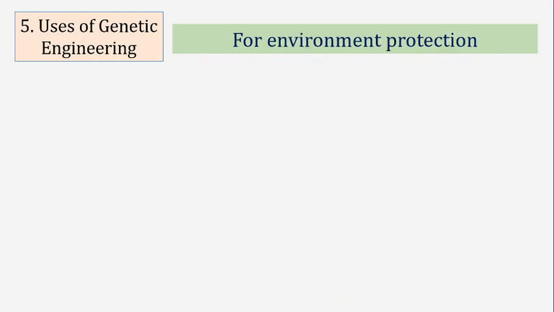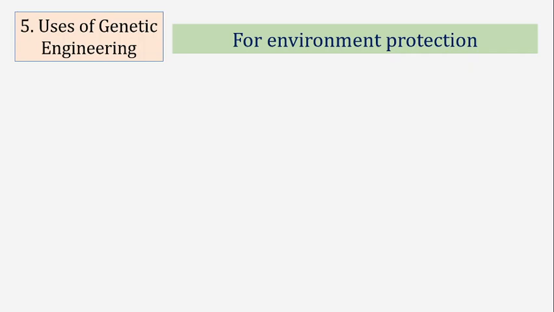And then at the last, for environment protection, genetic engineering can have some roles for us. For example, it can help in bioremediation. That means to make the damaged environment return to normal condition. So we can remediate, or compensate, or minimize the damages done to the environment by using genetically engineered organisms or bacteria.